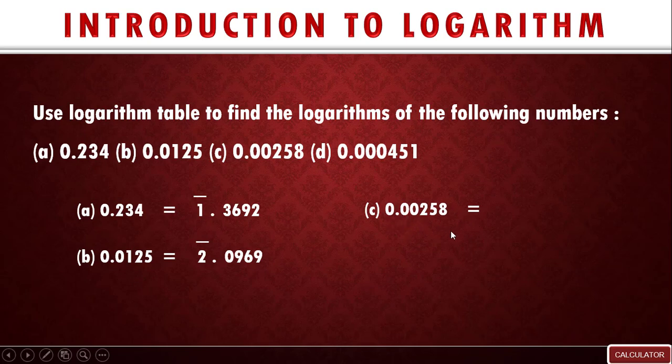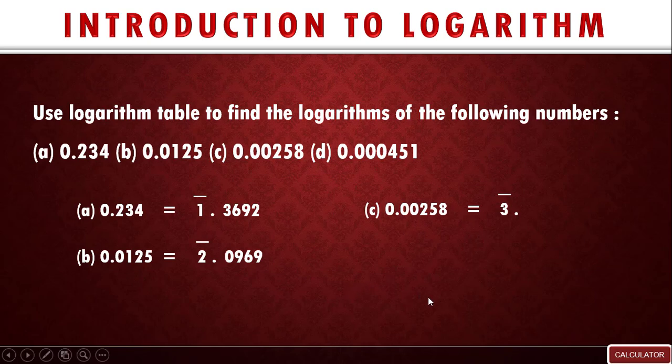In such scenario, you determine your characteristic first. So to determine your characteristic, you use the reference position. Reference position will be located immediately after the first non-zero. In this number, our first non-zero is this 2. So let's try to count from here: 1, 2, 3. So this is the place where we have our reference position. So that means since we got 3 there, our characteristic will be bar 3.